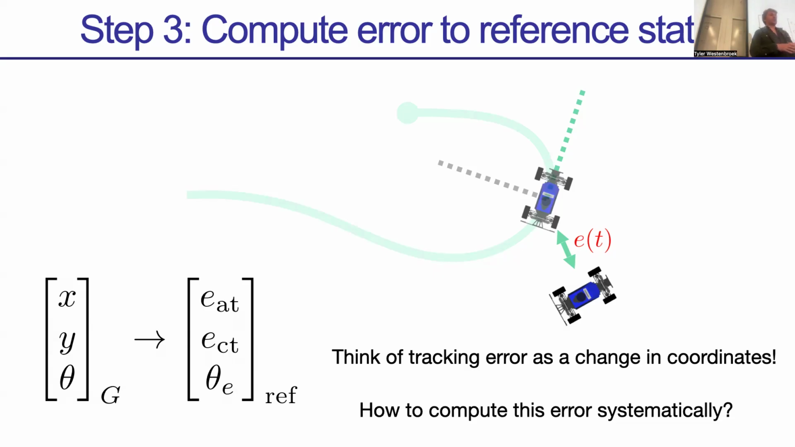It's really constructing a representation which is natural for your problem, right? So for a car, it's very natural to define it in terms of how far along the path I am, how far off the path I am, et cetera. And peeling apart the structure of your system in this way will make it easier to control it in a little bit.